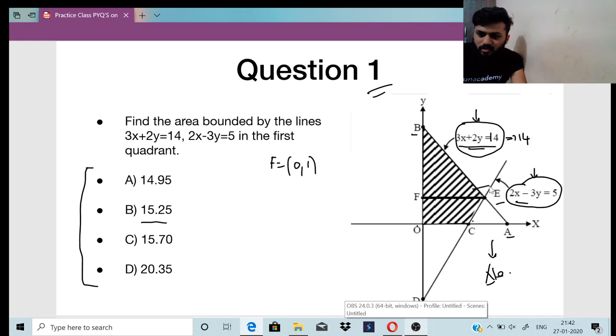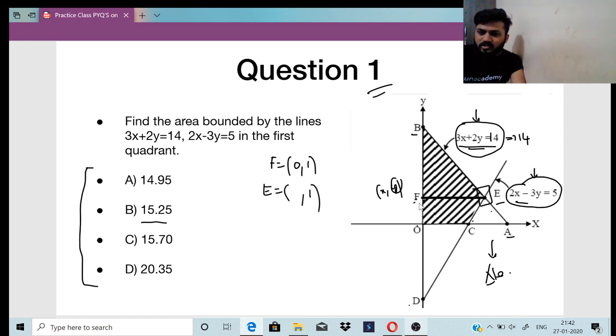Now, which is the common point? E is the common point in both the areas. F is (0, 1). F and E are both on the same line, which means the y value of both is the same. So for E we do not know x, but y is 1, because F and E are on the same horizontal line.